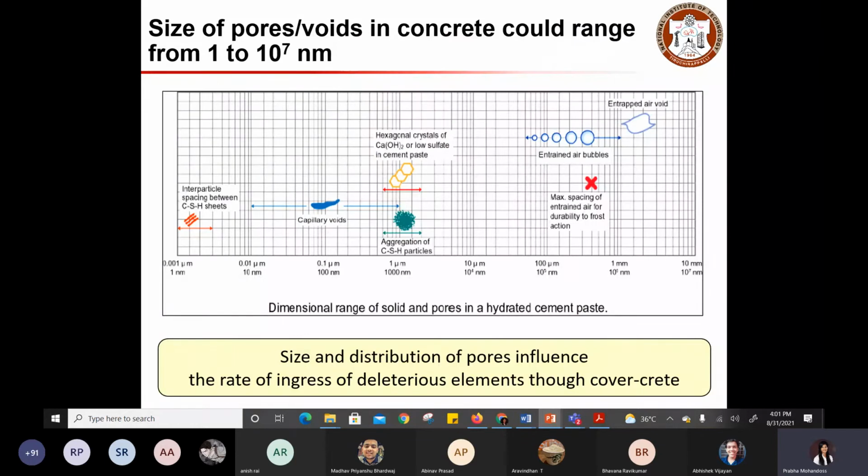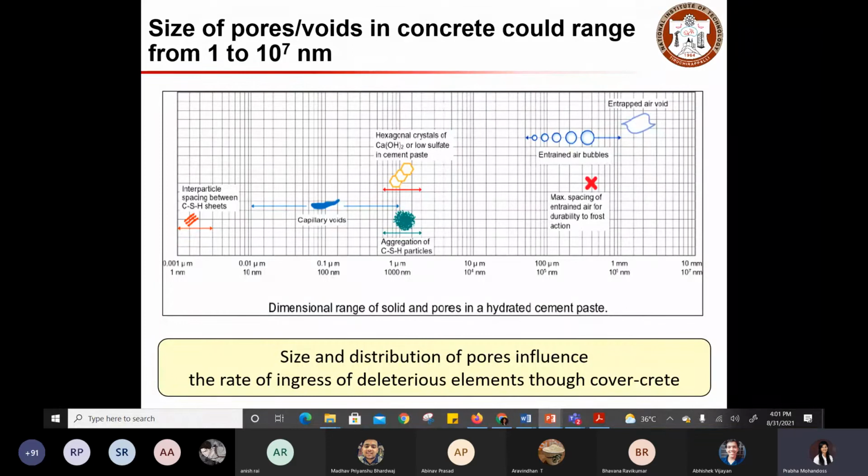So this is what I was talking about. When you have hydrated or hardened concrete, these are the different structures that you have inside your concrete matrix. By looking at it, you should recollect from your concrete technology course that you have studied various sizes of pores inside the concrete that play different roles in obtaining strength and durability. The size and distribution of pores also influence mainly the rate of ingress of deleterious elements through the covercrete.